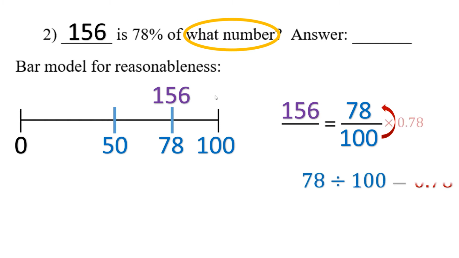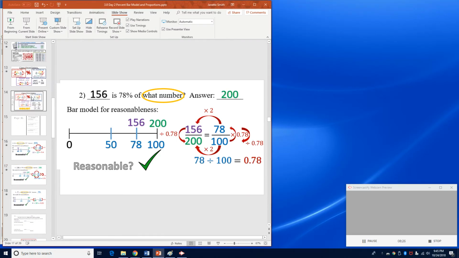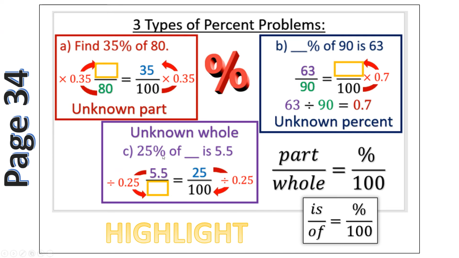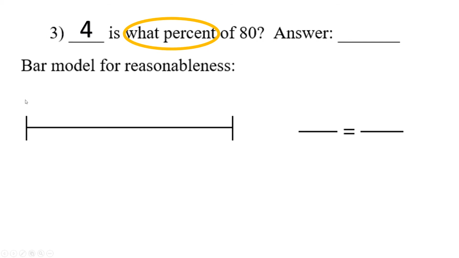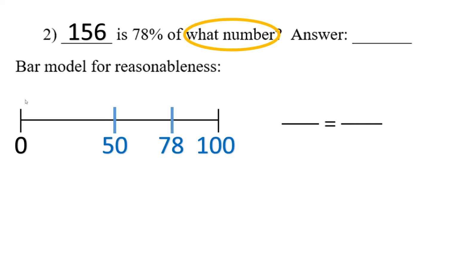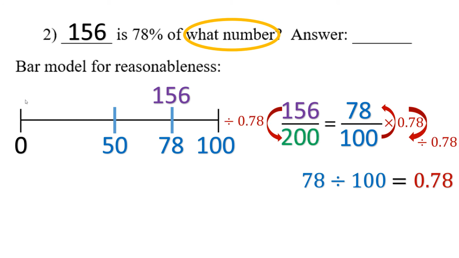So 78 divided by 100 is 0.78. To go that direction, it's times 0.78. But on this one, we're going from the numerator to the denominator, so we need to do the reverse, which is divide by 0.78. I'm going to pause for a moment and go back to this note sheet. If you look at this note sheet, an unknown whole is the one where it shows you're going to have to divide to find the value. So we're back to this, we're dividing, and we get 200.